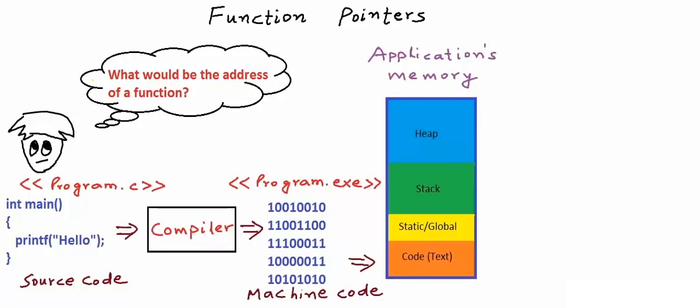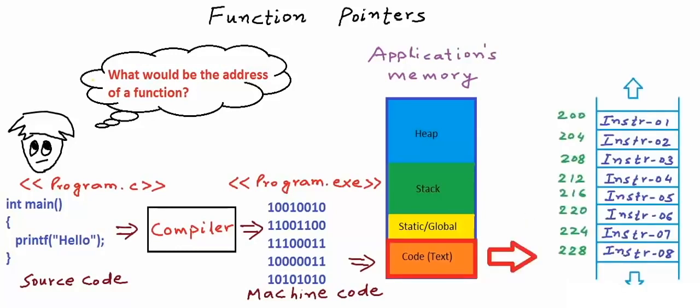What I'm going to do now is zoom in to the code or text segment. Let's assume that each instruction in machine language takes 4 bytes. I'm trying to show the section of memory storing the instructions here. Each partition here is a block of 4 bytes and address is increasing from top to bottom. So we have instruction 0 at address 200, and the next instruction is at address 204, and the next is at 208, and so on.